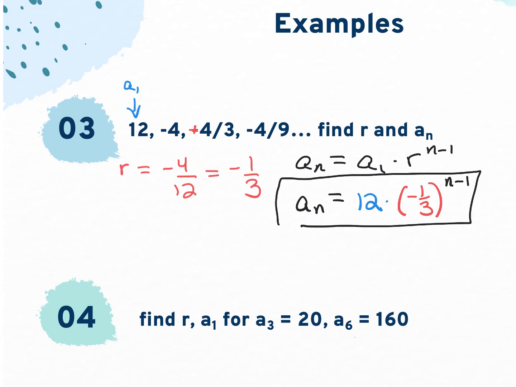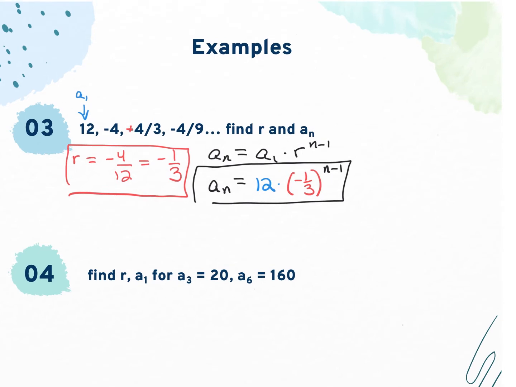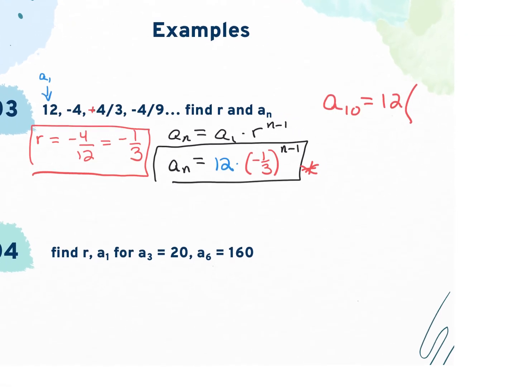So this question had 2 parts. It wanted r and a sub n. I'm going to take it one step further. I know it didn't ask for it, but I'm going to also find the 10th term just like I did in example 2. So let's go ahead and find the 10th term using this formula that we just set up. So a sub 10 is equal to 12 times -1/3 raised to the 10 minus 1 power.